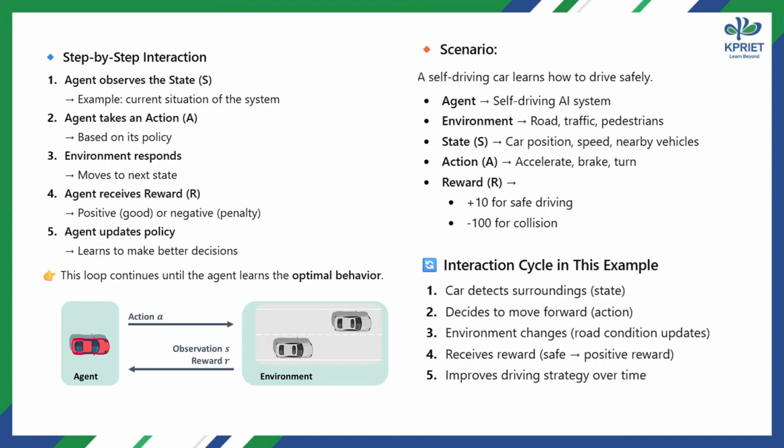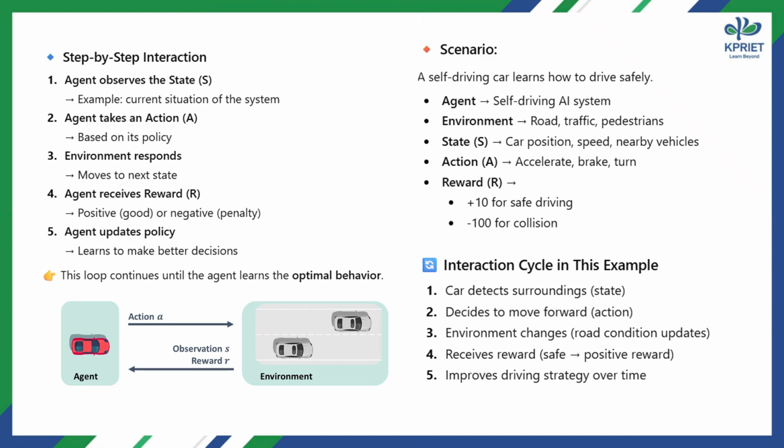So, step-by-step interaction. For example, let us consider a real-world scenario of a self-driving car. The steps in self-driving cars are: the agent observes the state, the agent takes an action, the environment responds, the agent receives reward, and the agent updates the policy, just like what we have seen in the previous case. Here the agent is the self-driving AI system, the environment is road traffic and pedestrians, the state is car position, speed, and nearby vehicles, the actions are acceleration, braking, and turning, and the rewards are +10 for safe driving and -100 for collision, because -100 is given maximum weightage as it is highly risky.